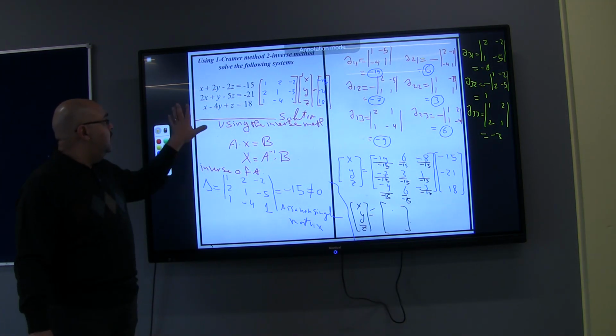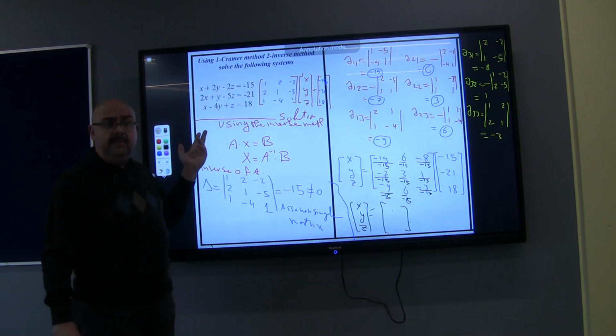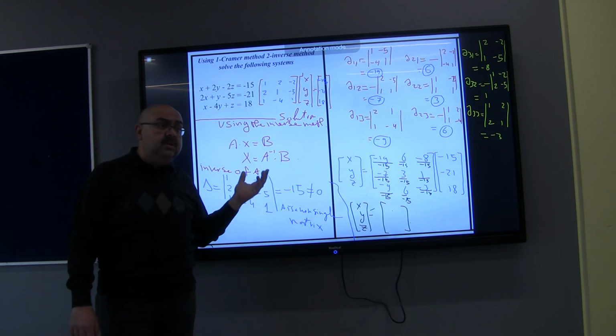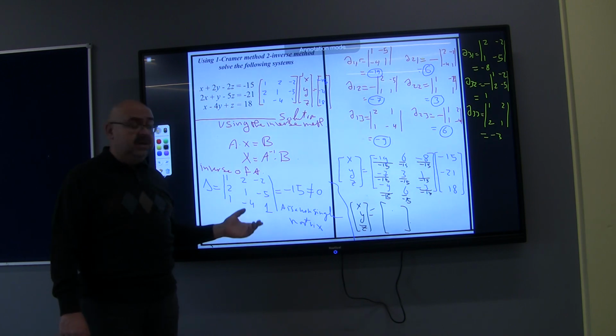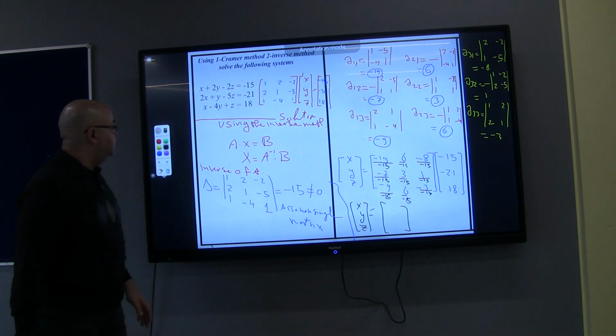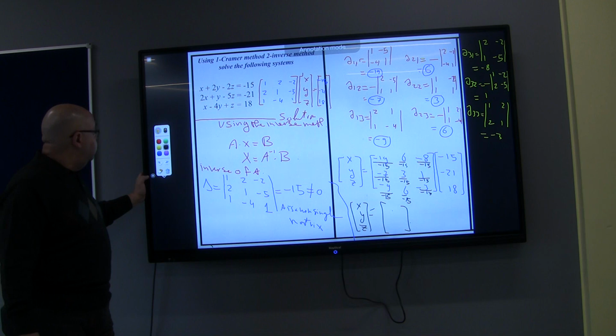This is how to handle a 3x3 system using either the inverse method or the Cramer method. Please write it in detail as I show you. I need to see the steps showing that you successfully got the inverse matrix, got the determinant, that it's not equal to 0, and proceed with the remaining steps. Any questions? Okay, very good.